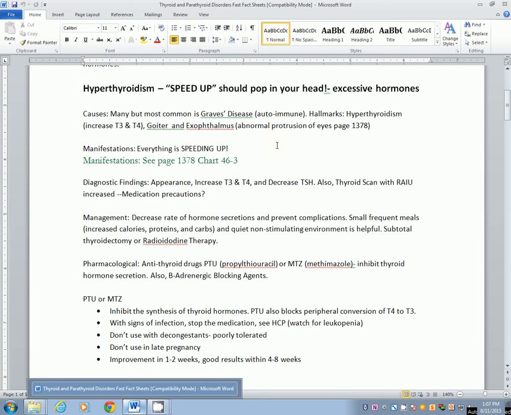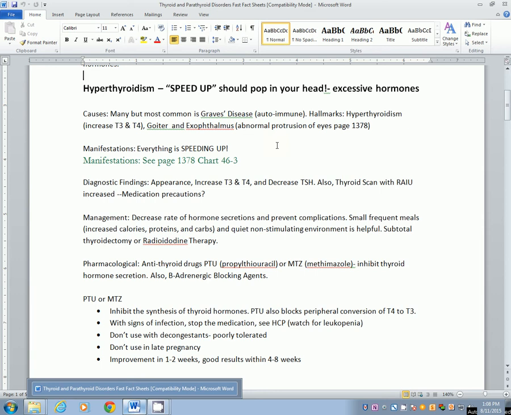Manifestations, everything speeds up. So if you look on page 1378 in your book, chart 46-3, signs and symptoms: tachycardia, AFib, tremors, a goiter, warm moist skin, hyperreflexia, eye changes, hair loss, corneal erosion, hyperactivity, irritability. So on the test, if it says check all that apply, signs and symptoms of hyperthyroidism, think speed up. Pick choices that have to do with things speeding up.